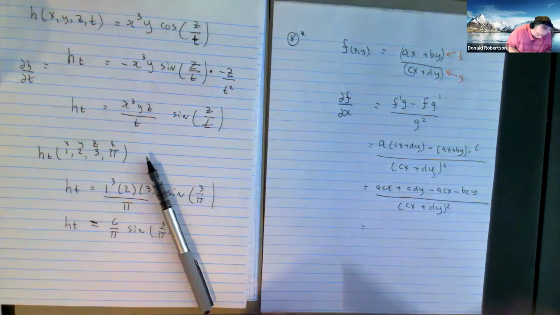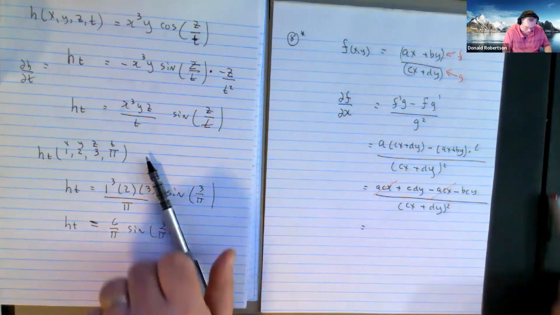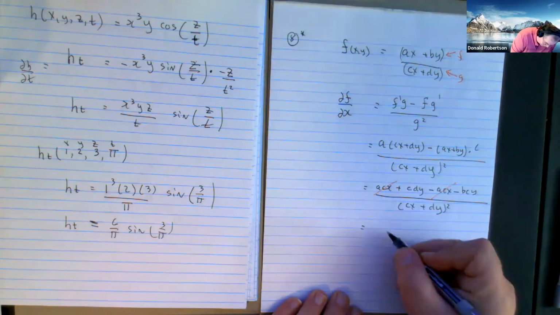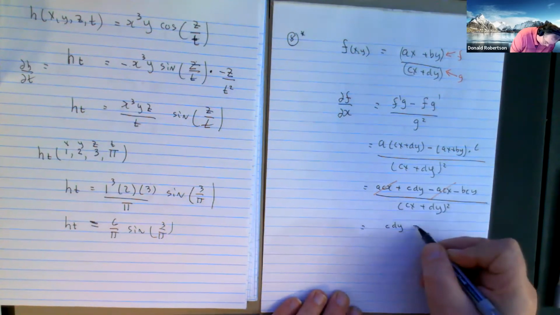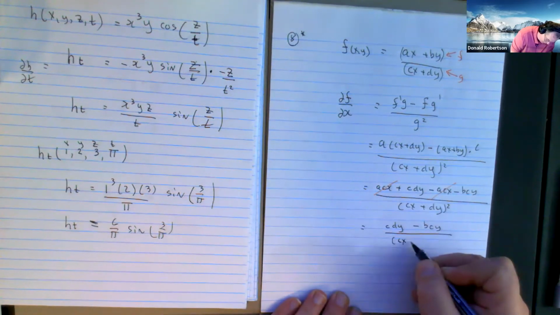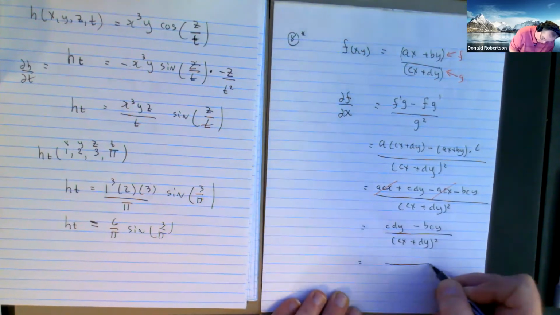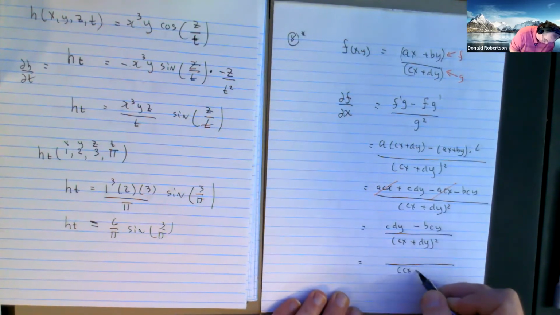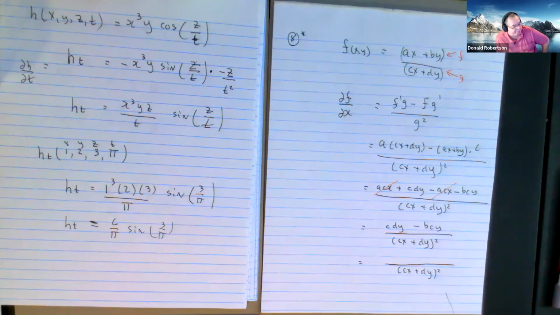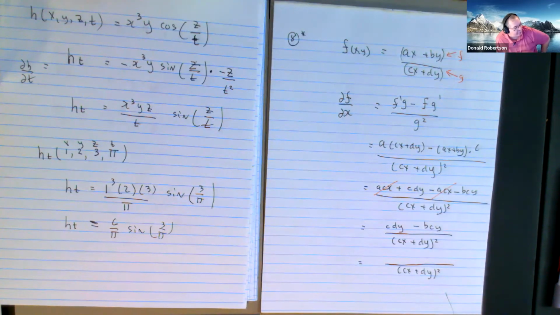And sometimes you get lucky. Do you see those two things cancelling each other out? And right now I'm left with cdy, take away bcy, all over cx plus dy. And we might be finished. And I can imagine a lot of situations where we would be, but not this time. Is there anything you can do to the top that makes it a little bit prettier?